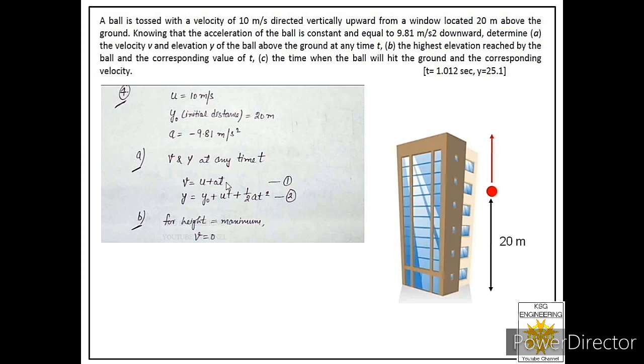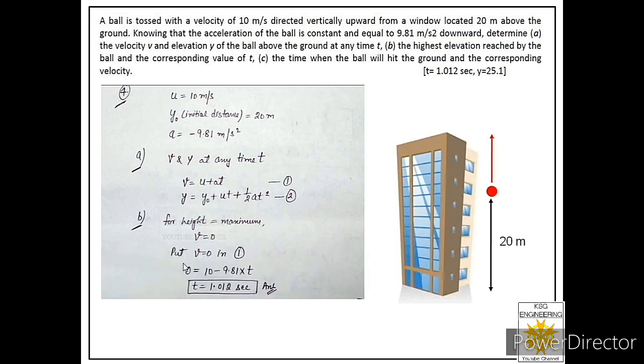And we will get t from equation number 1. So that is the time which the ball will take to reach the maximum height. So let us find that value. We'll put v equal to 0 in equation 1, and we'll put u equal to 10 and a equal to minus 9.81, and we'll get time equal to 1.012 seconds. Means after this time the ball will reach its maximum height.